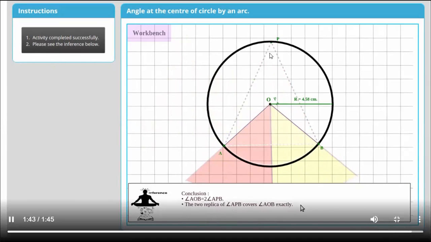So this will show that this angle is, we cut this replica of this angle and put here, that means it is double of this one. So hence angle AOB is 2 times the angle of APB. It is proved.